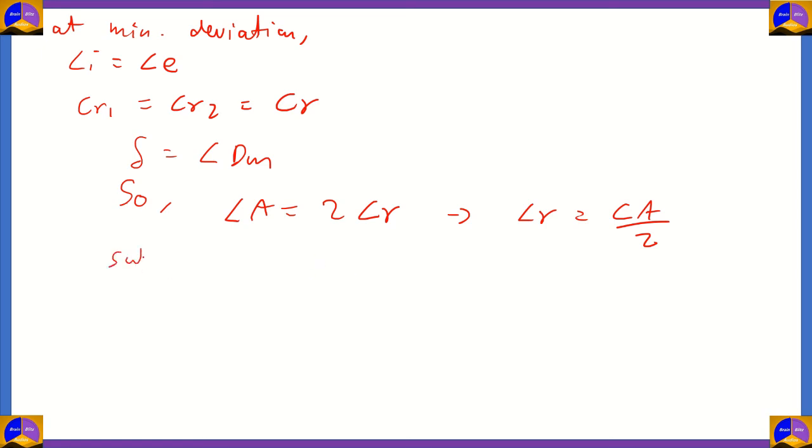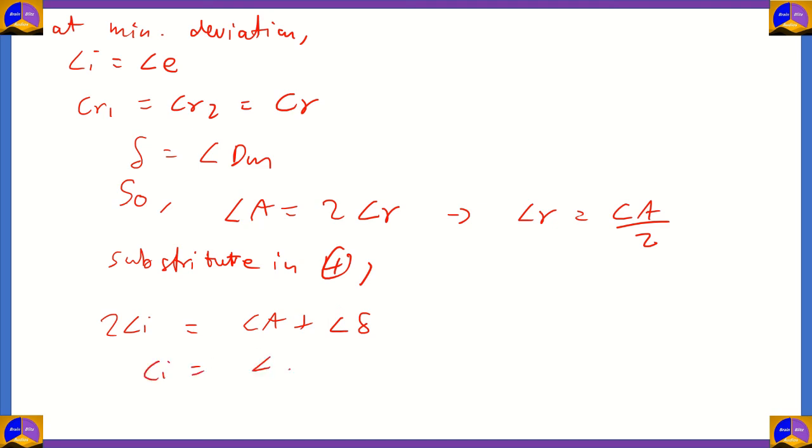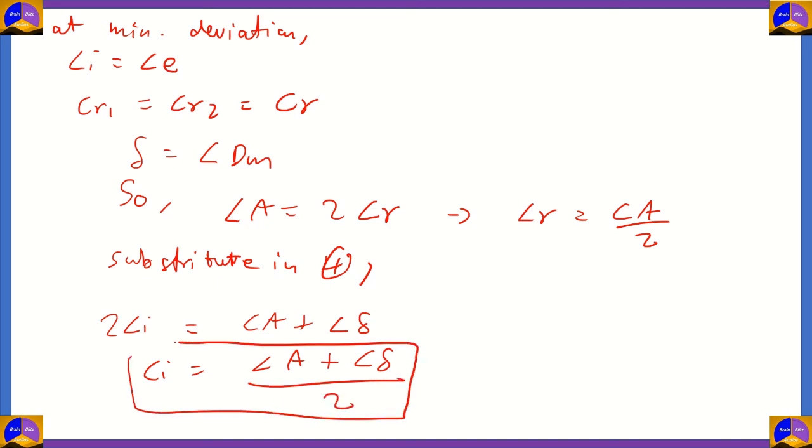So now we substitute these values in equation 4. When we substitute them, you get angle I plus angle I, so that is 2 times angle I equals angle A plus angle delta, where delta is the angle of minimum deviation. So angle I equals angle A plus angle delta divided by 2. So that is how we find the incident angle when you have the angle of minimum deviation given. You can also use this to find the angle of minimum deviation when the angle of incidence and the angle of prism are given.